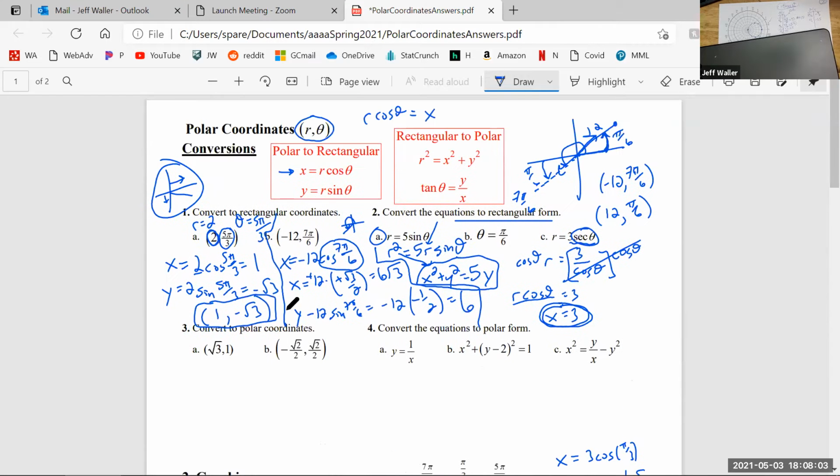So let's see. Can you guys just do 3A for me? Just do it. I'm asking you to convert to polar coordinates. So we start in rectangular, and I want you to convert to polar. I don't know which set of these things you're going to use. So do number 3A.